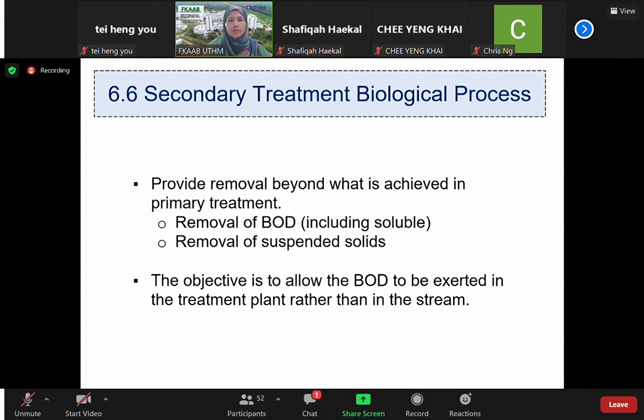So the objective of this secondary treatment is to remove the whole of this BOD, and also the suspended solids. Earlier, from the primary treatment, they only removed a small amount of BOD and suspended solids, about 35%. So in this case, our objective is to remove 80% and above of the BOD and also the suspended solids, to complete the process.